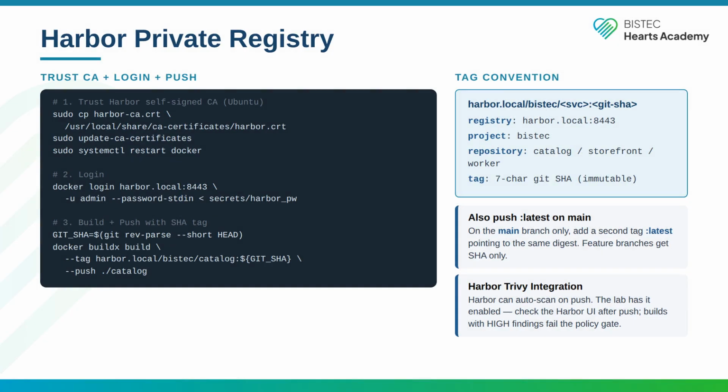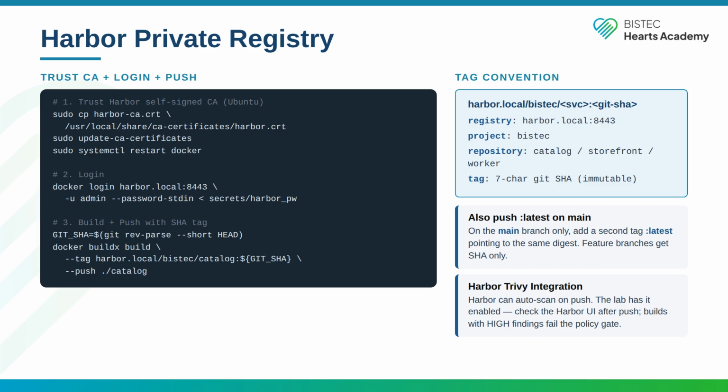Harbor is an open-source container registry with built-in Trivy scanning, role-based access control, content trust, and image replication. It's a self-hosted alternative to Docker Hub. 3 steps to start using it. First, trust the CA. Harbor in the lab uses a self-signed certificate. Your Docker daemon won't pull from it until you install the CA certificate and restart the daemon. This is a one-time setup per machine.